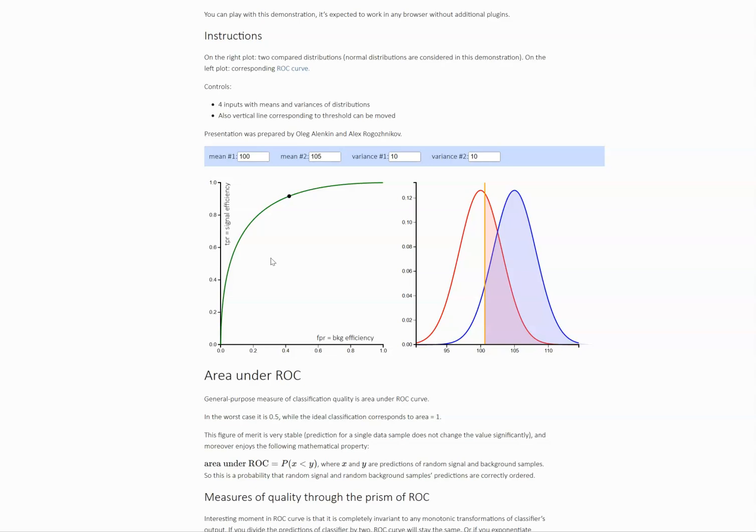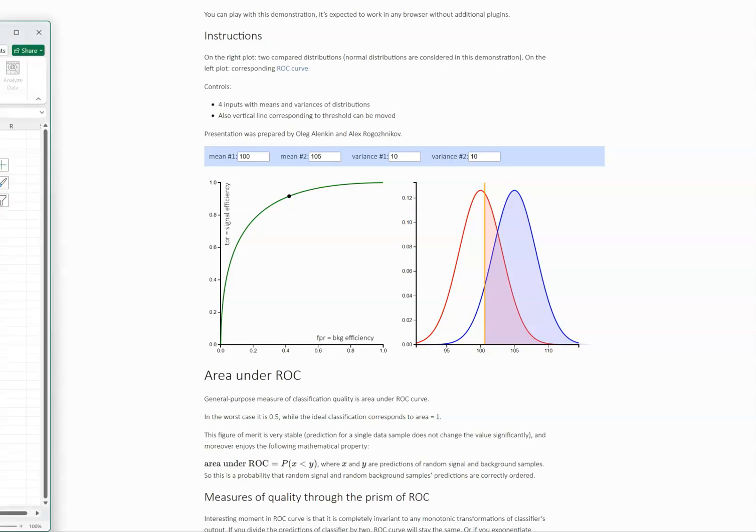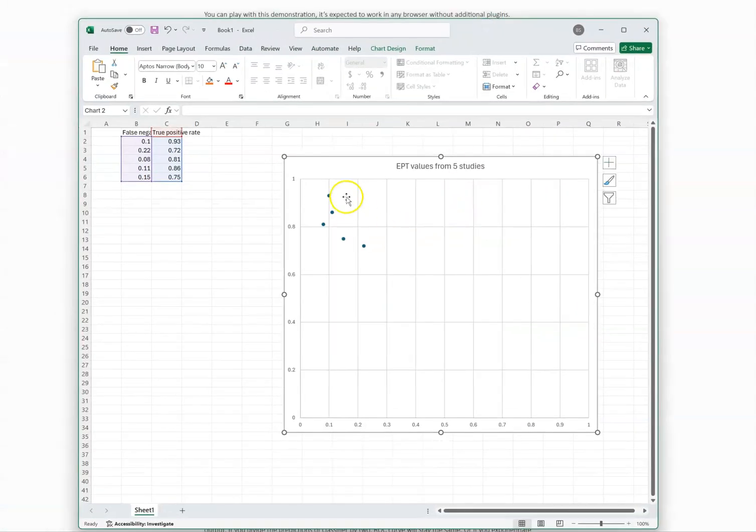The confusion for us is because we have hot test or EPT testing or cold testing, where the values are either positive or negative. All we can do is plot these values. So from this study, the EPT had a true positive rate of 0.93, and then a false positive rate of 0.1. So that was this study. There's this study. Here's this study.